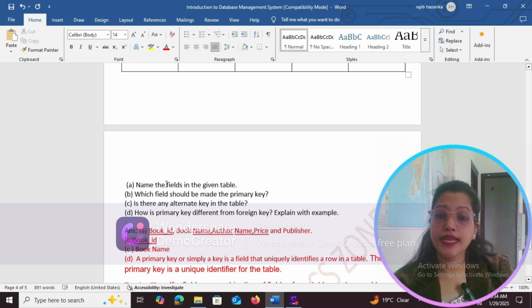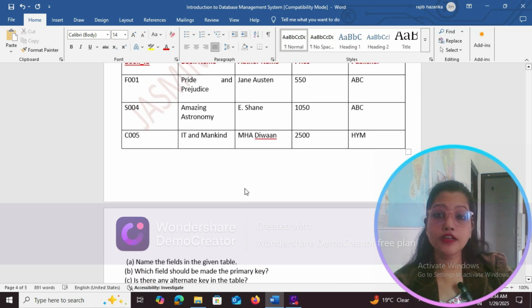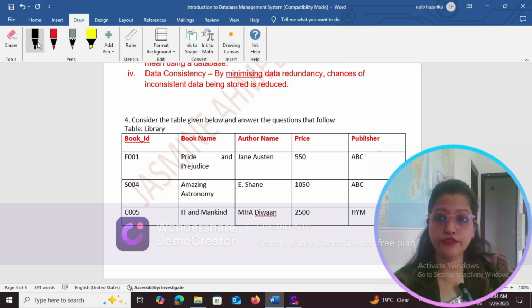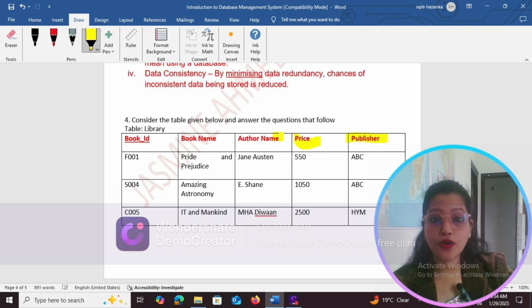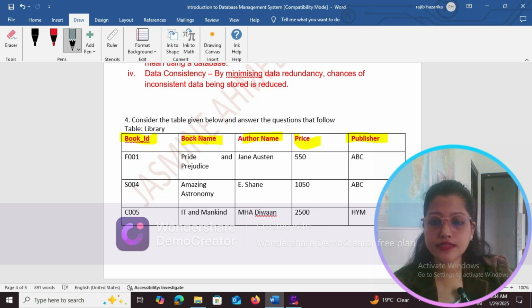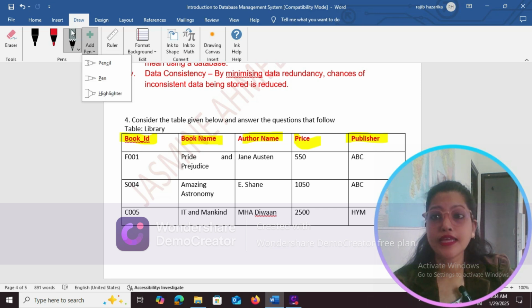So in this question, name the fields in the given table. So what are the fields? Can anyone tell me what are the fields given? So the fields are publisher, then price, then author name, then book name, book ID. Okay, so these are the field names. These are the field names.